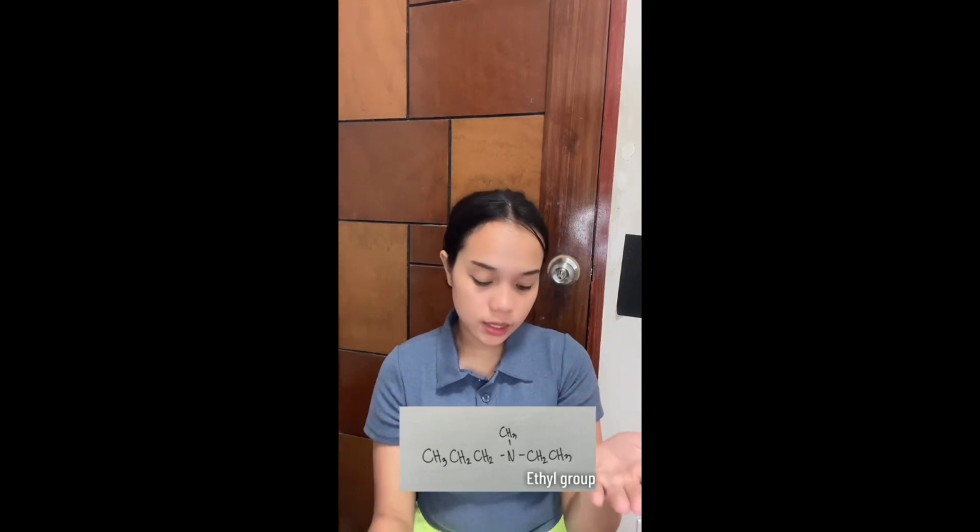And then last is the secondary and tertiary amines are named as the N-substituted primary amine. So the longest carbon group bonded to nitrogen is used as the parent amine's name. So example diri sa screen makita niyo diha nga ang dinhi ana side is the ethyl group and then diri ana side is propyl group and then sa pinakataas is the methyl group.